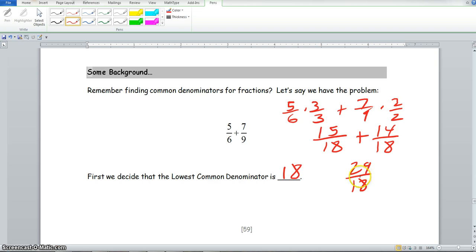Now, we could write this as a mixed number. 18 goes into 29 one time, and we will be left with a remainder of 11. So our final answer here will be 1 and 11/18.